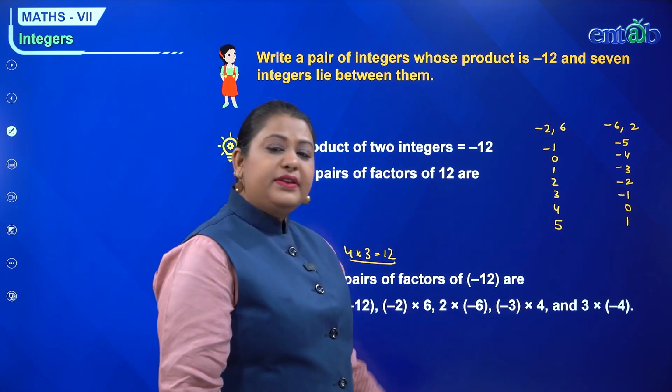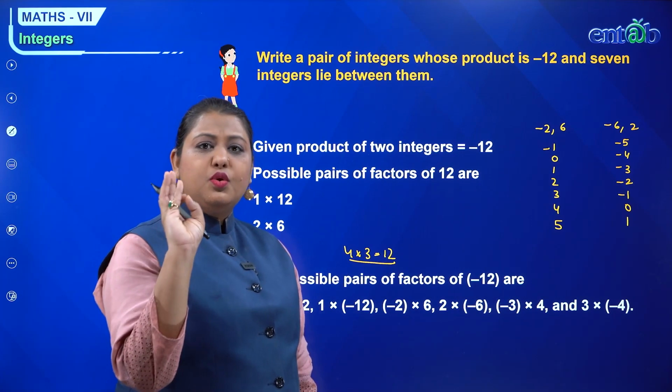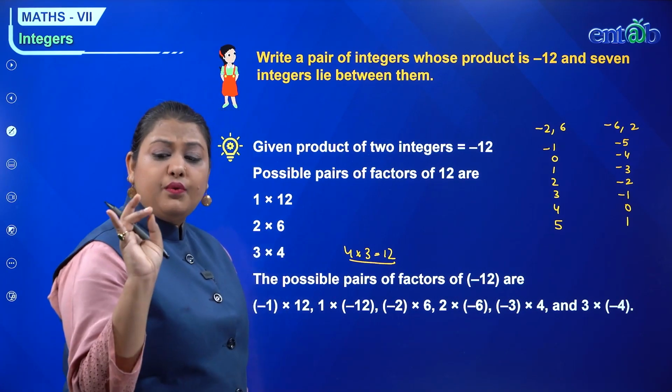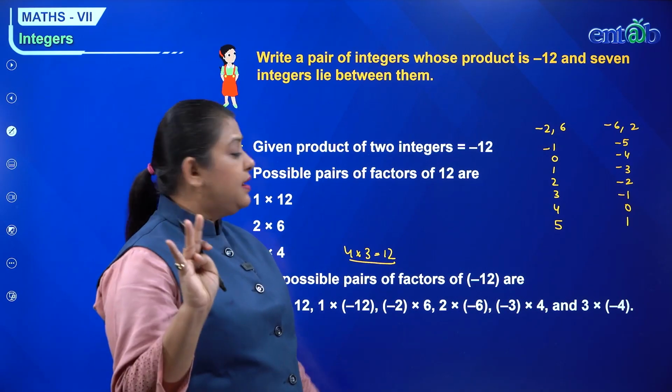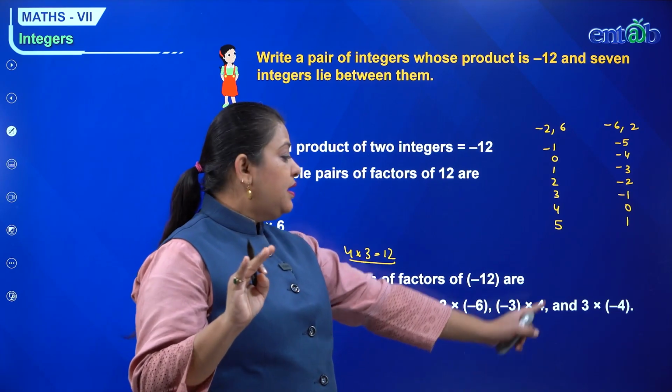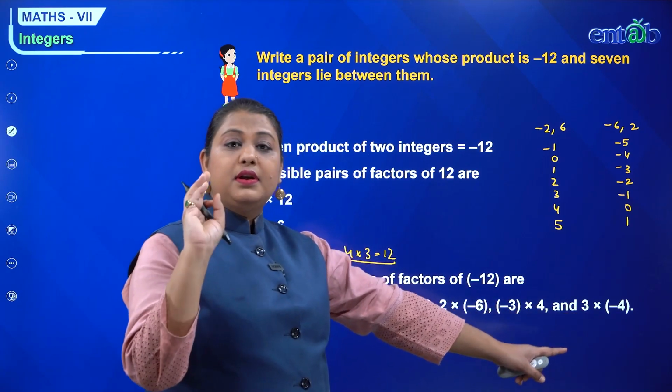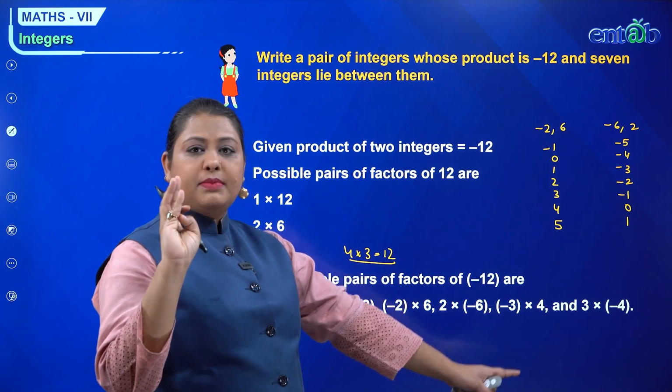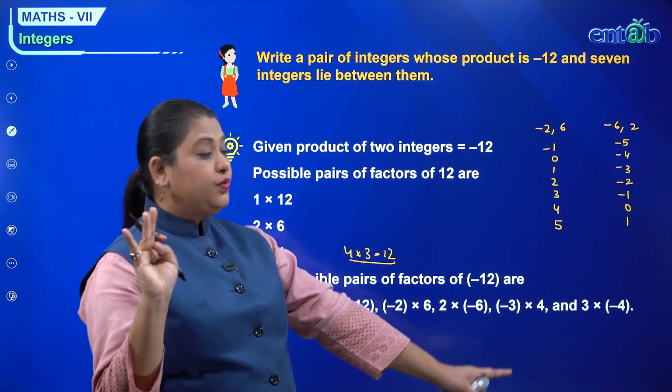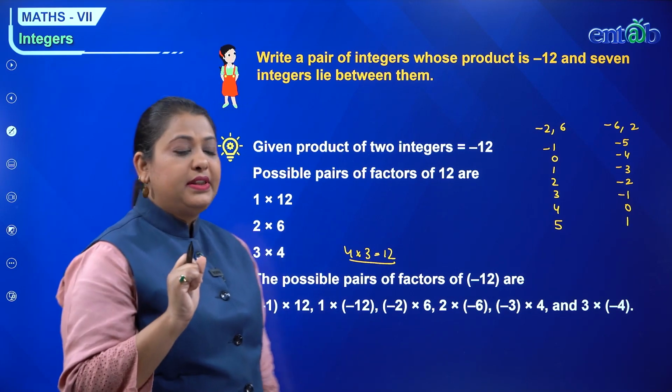What about minus 3 and 4? I have minus 2, minus 1, 0, 1, 2, 3. I have 6 integers. And what about 3 and minus 4? Minus 3, minus 2, minus 1, 0, 1, 2. Again, I have 6 integers between them.